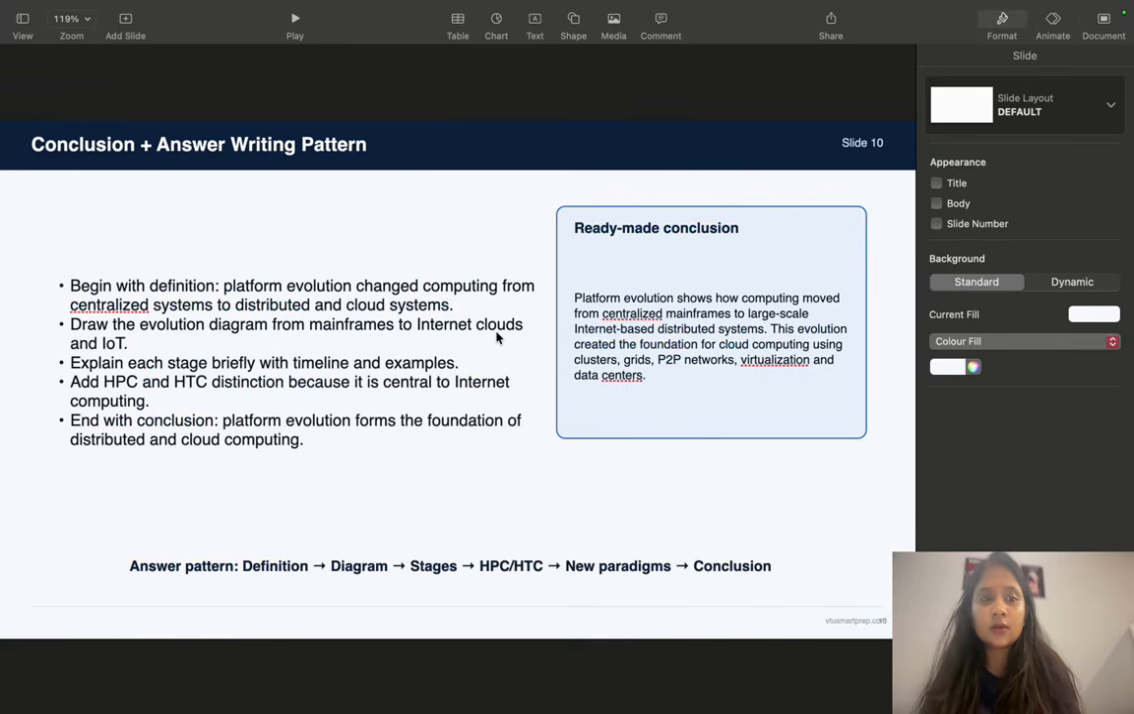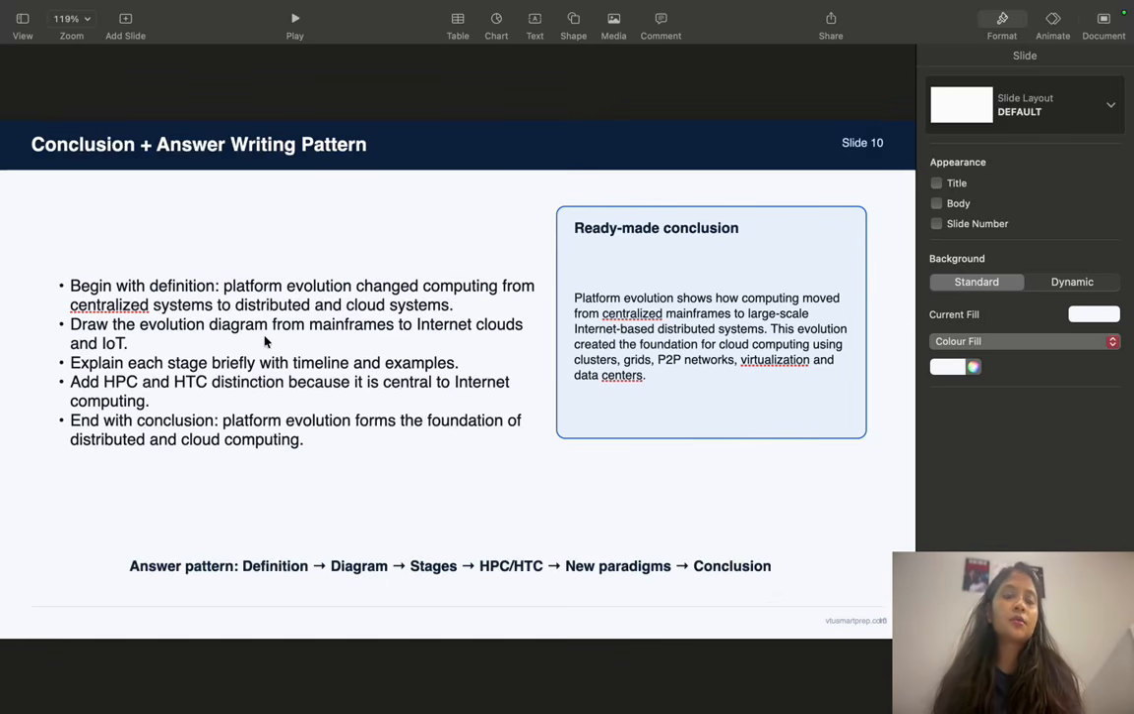So that's it for this video. Now write down the answer. This was covered in the first slide, with these points. Begin with the definition of platform evolution. Explain how it changed to cloud computing, from centralized systems to distributed and cloud systems. And then draw the evolution diagram.